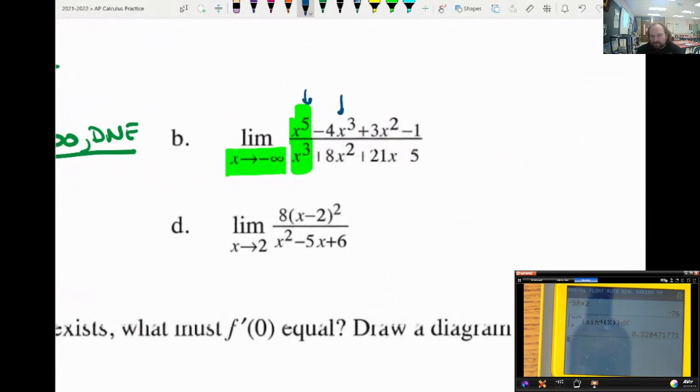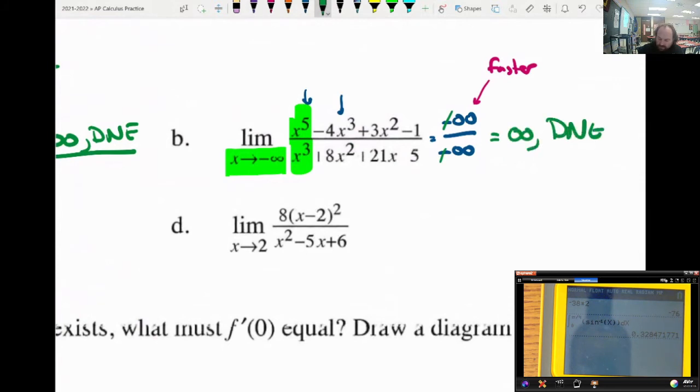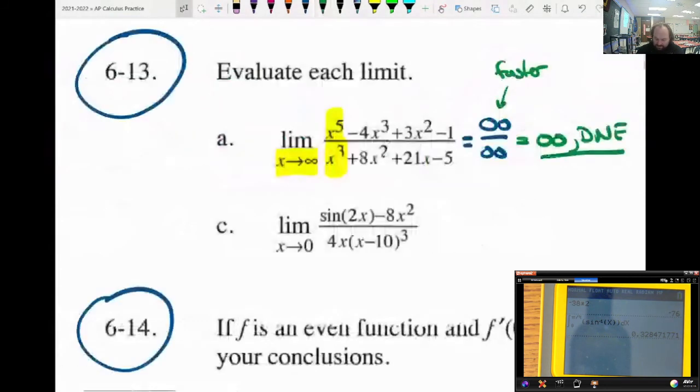But when we're comparing x to the fifth to x to the third, now this time we're going to have negative infinity over negative infinity. And again, the one on the bottom is going to go faster than the one on the top, and the negatives are going to cancel out. So you're still going to positive infinity, and therefore this limit does not exist. You could try graphing this in Desmos if you want to. I would not recommend this, but you'll see it happen.